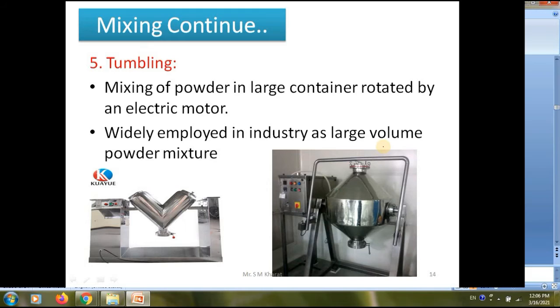Then next is the tumbling method. So mixing of powder in a large container rotated by an electric motor. Widely employed in industry for large volume powder mixtures. If you are able to see, there are two images below on the screen. The first one is a V-shaped tumbler, and the second one is a dumbbell shaped tumbler, or we can say a cone shaped tumbler.